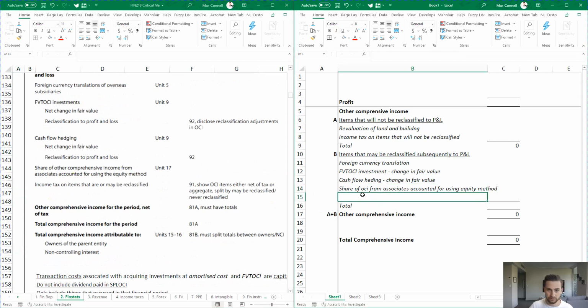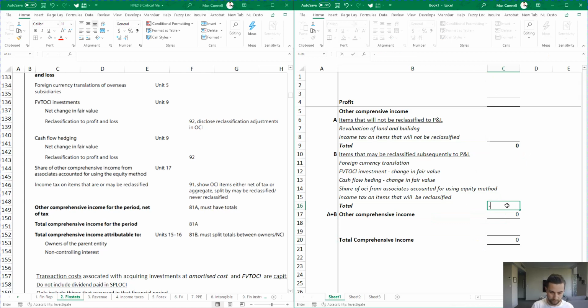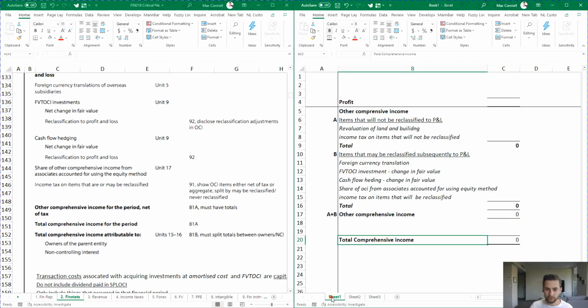What else? Income tax impact that will be reclassified. And then you get the total, and you just sum up those. Okay, and then that's basically how we get to our other comprehensive income, which is the sum of those two. And our total comprehensive income is going to be the sum of our profit plus our other comprehensive income. So that's the end goal that we want to get to.